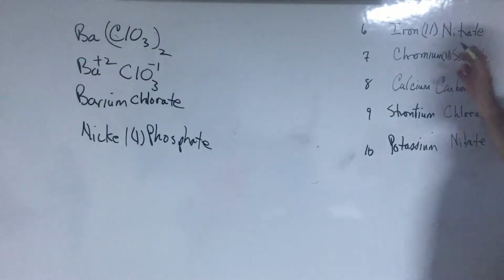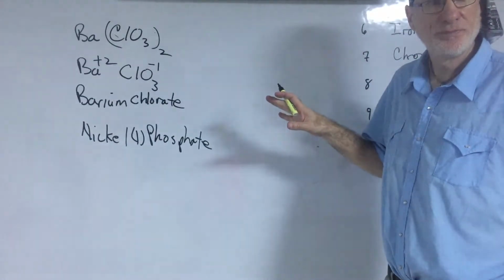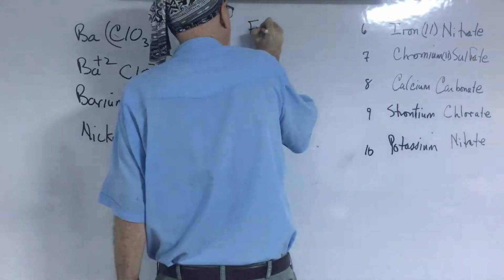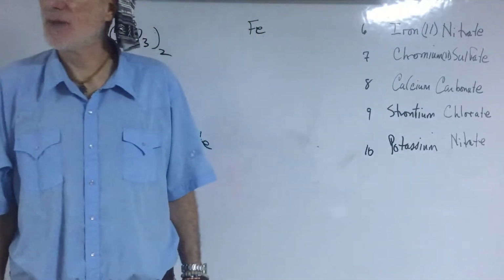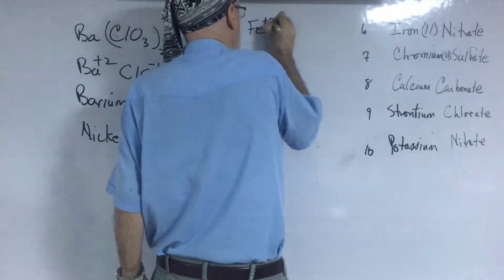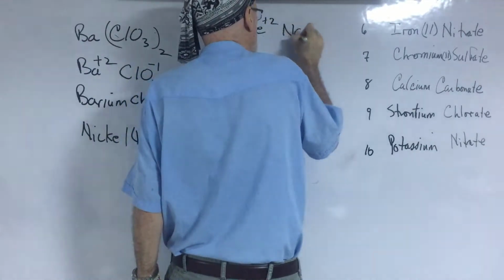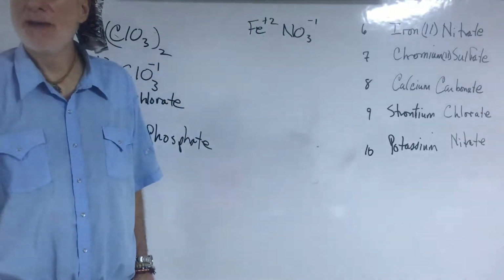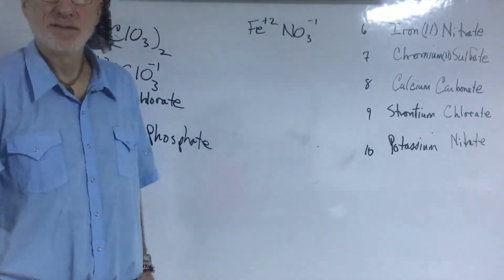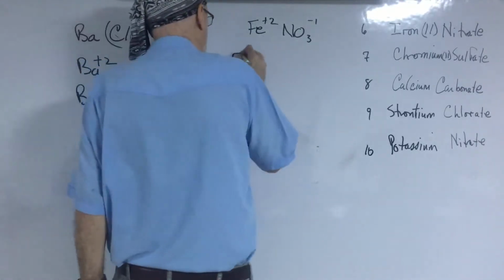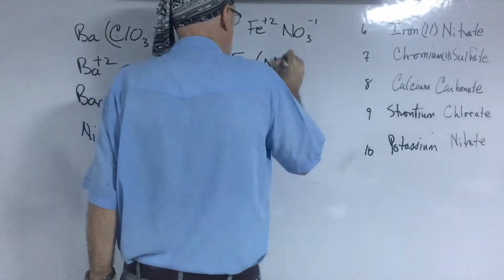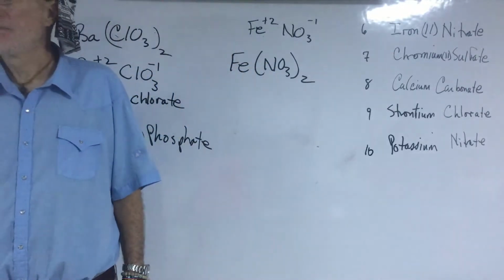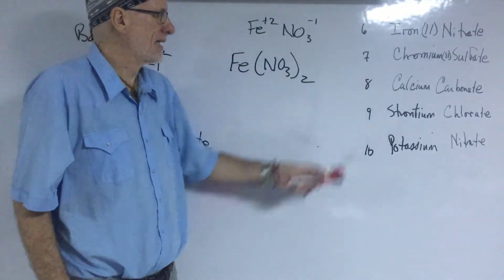All right, so this one, shall I just write the answers? Now, let's do at least the first one out. What's the charge of the iron? +2. What's the charge of the nitrate? -1. So, what do I do? Fe(NO3)2. That you need parentheses, yes? Okay. What about the next one?